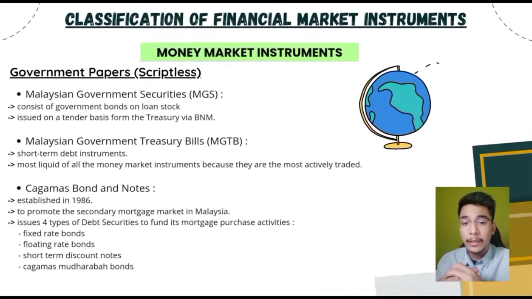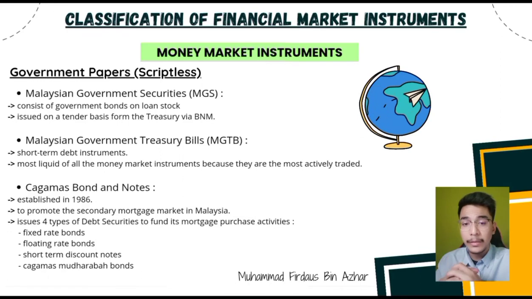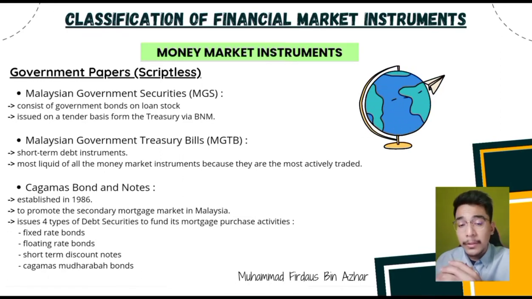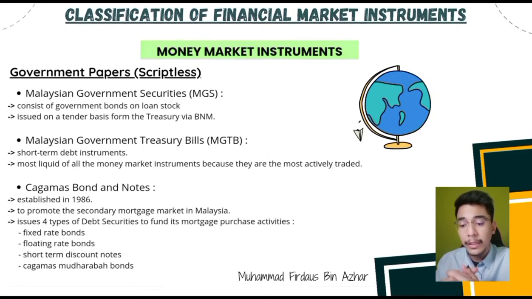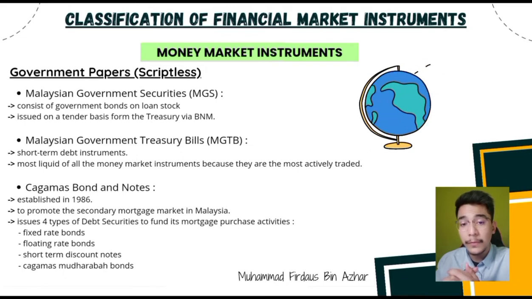Next, we look at the second item of the money market instrument. It is known as government paper. Government paper consists of three items, which are Malaysian Government Security (MGS), Malaysian Government Treasury Bill (MGTB), and the last one is Cagamas Bonds and Notes. As you can see, Malaysian Government Security (MGS) consists of government bonds or loan stock, and it is issued on a tender basis from the Treasury via BNM.